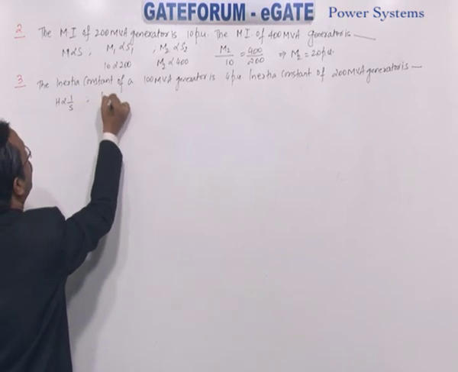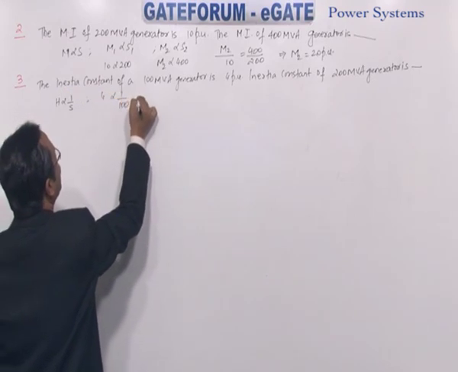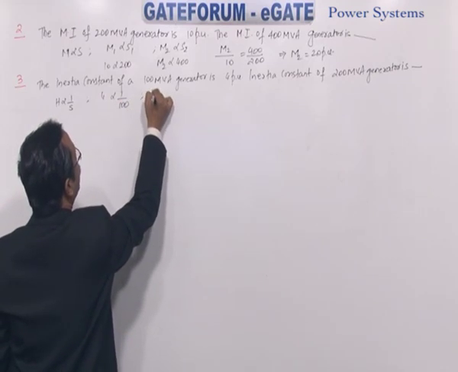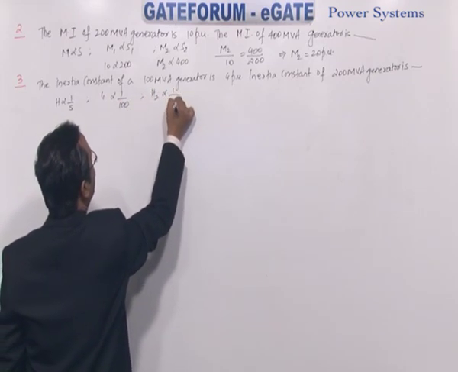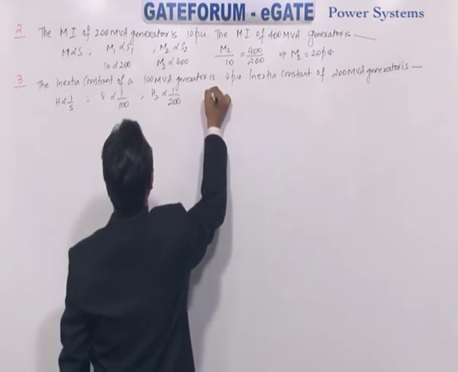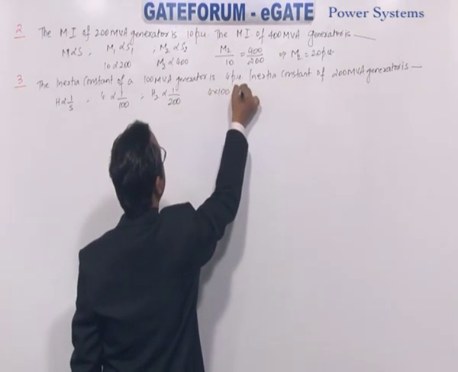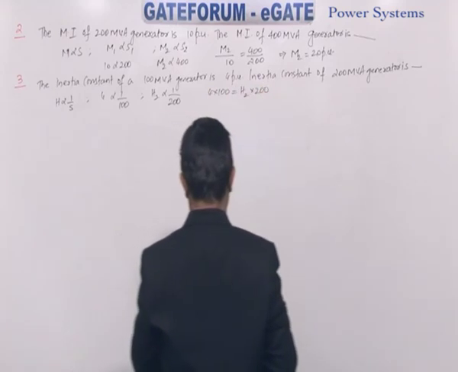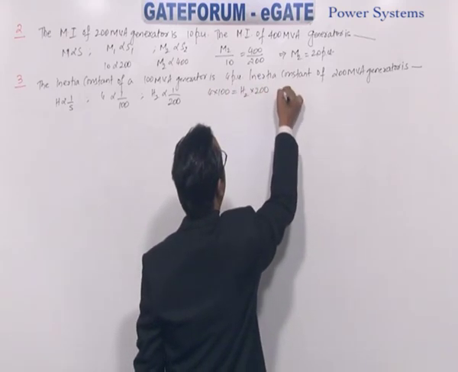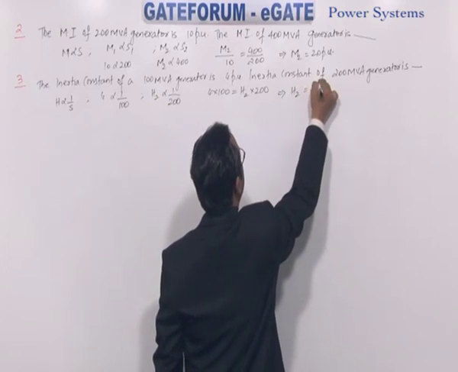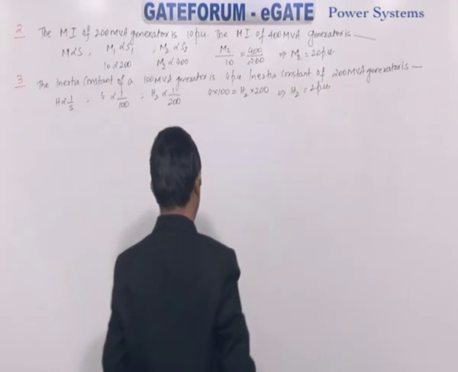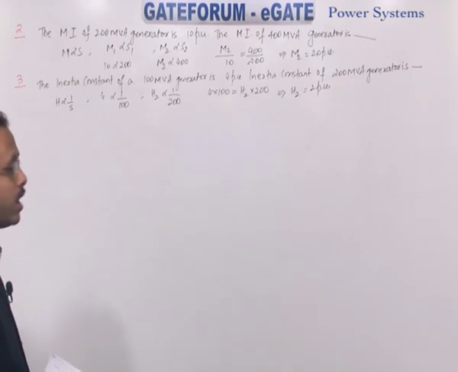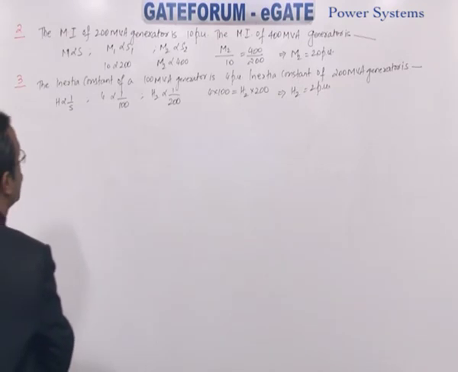So firstly 4 per unit, and further, it is 200 MVA. How much do you get? 4 into 100 is H2 into 200. On simplifying, what is the value of H2 you get? You get the answer as 2 per unit. So the value of H2 is 2 per unit.